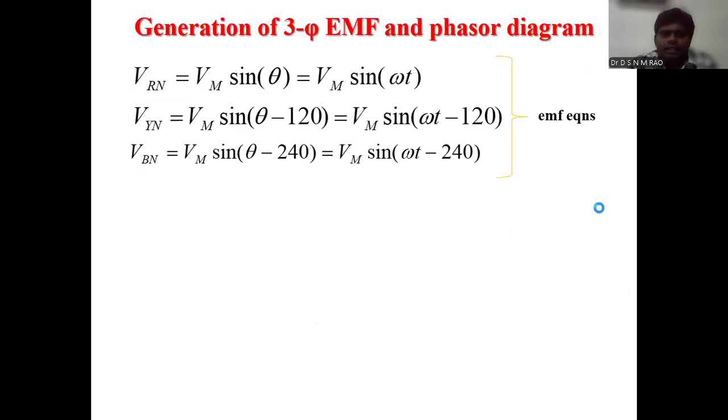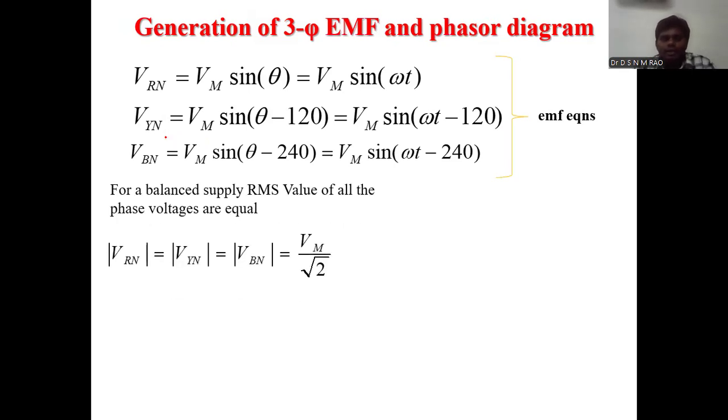So three phase voltages are represented by VRN. First phase voltage VRN equals Vm sin theta, or Vm sin omega t; theta or omega t are both the same. So VYN equals Vm sin of theta minus 120 degrees, that means Vm sin of omega t minus 120 degrees. Similarly, third phase VBN equals Vm sin of theta minus 240 degrees, or Vm sin of omega t minus 240 degrees.